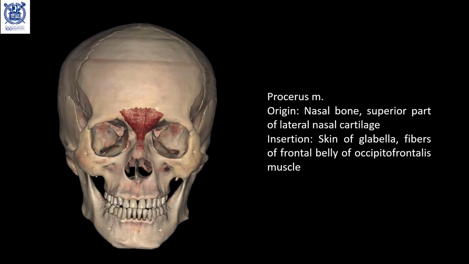It is inserted into the skin over the lower part of the forehead between the two eyebrows on either side of the midline, so to speak, the skin of the glabella, and the fibers of the frontal belly of the occipitofrontalis muscle. The procerus muscle is supplied by the temporal and lower zygomatic branch from the facial nerve. A supply from its buccal branch has also been described. The procerus muscle helps to pull that part of the skin between the eyebrows downward, which assists in flaring the nostrils. It can also contribute to an anger expression or frowning. The contraction of this muscle can produce transverse wrinkles.